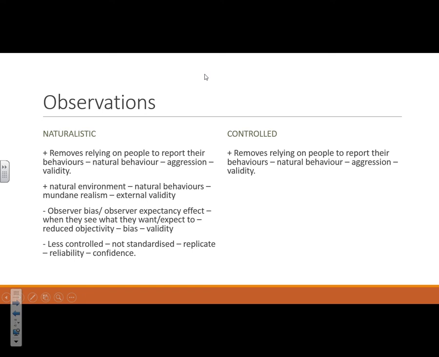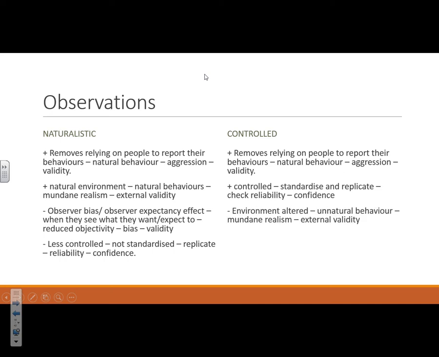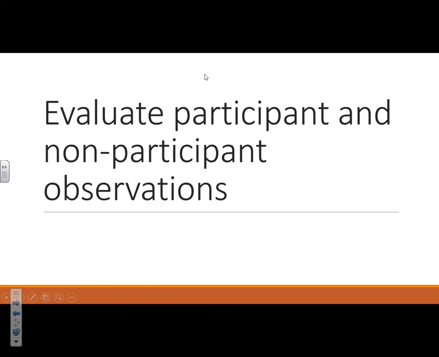A positive with control, and then we flip them exactly on their head. So it removes relying on people. It's still an observation, so it removes relying on people. However, it's a controlled environment, so it can be standardised and replicated. We can check for reliability, so we can be more confident in the results, that they are due to something that we've looked at, as opposed to chance due to fluke. The environment is altered, so that might lead to unnatural behaviours, which reduces mundane realism, which reduces external validity, and then of course observer bias or observer expectancy effect, which we've already talked about.